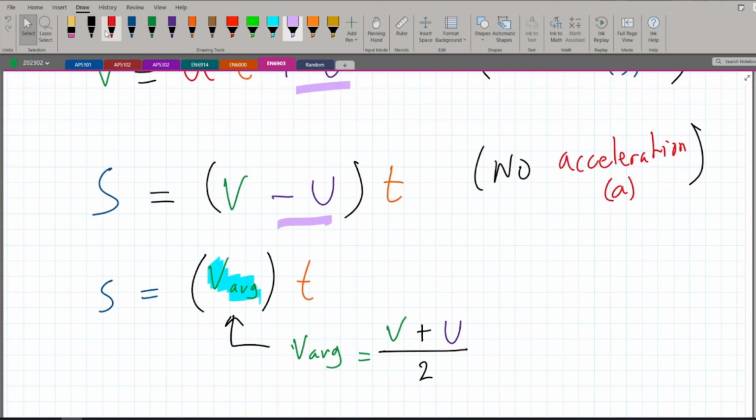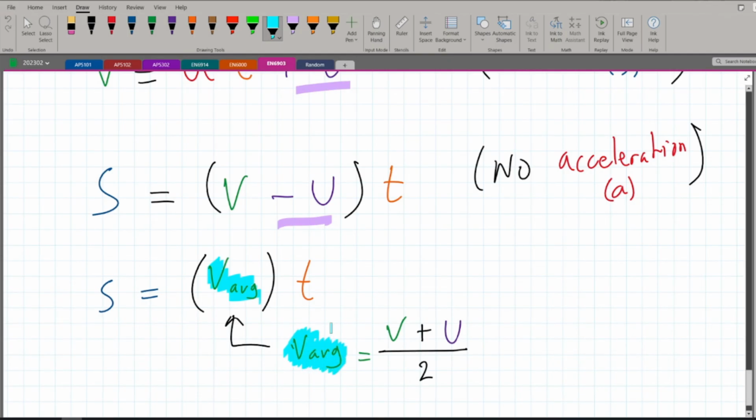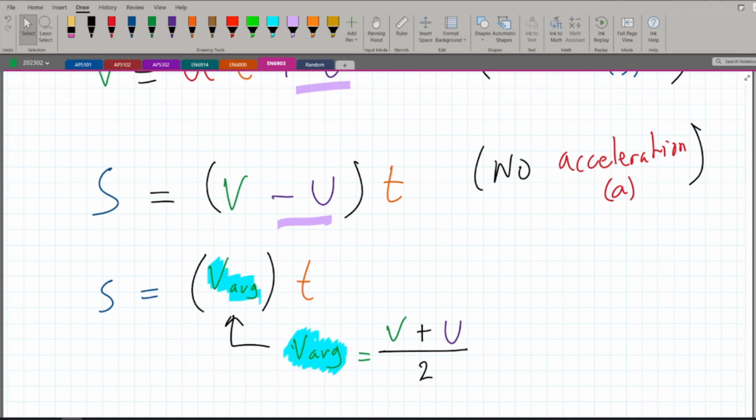So again, this is not to be confused with the displacement equation or the original delta V. This is not delta V. This is V average. Okay, this is how you will be using this equation. And that's pretty much it for all the major concepts when it comes to linear motion.